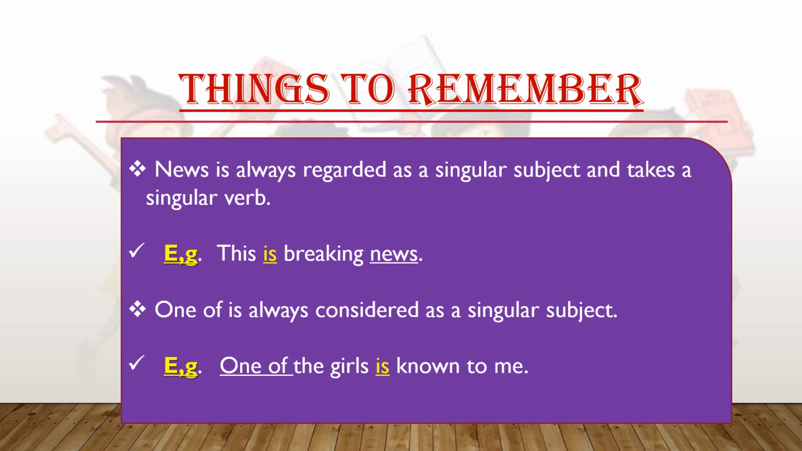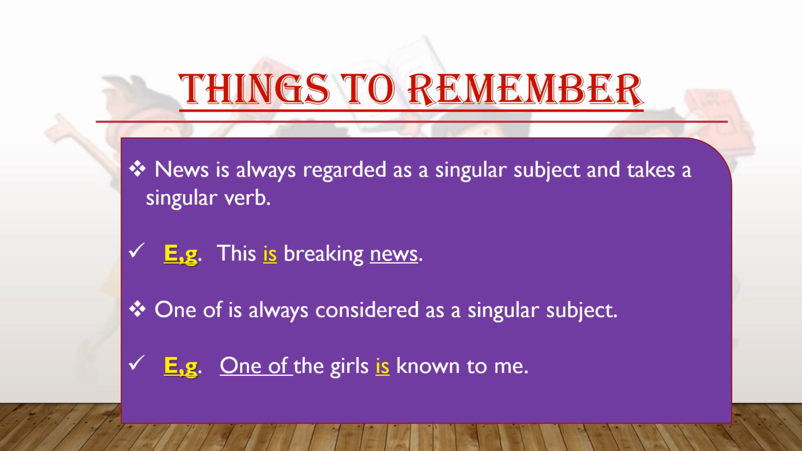Moving on to the next one, always remember news is always regarded as a singular subject and takes a singular verb. Now you must be wondering, the word over here is news, S is there in the end and S means plural. No, news is always considered to be singular, and since it is singular, the verb will also be a singular verb. Let us take an example for the same. This is breaking news. News is the subject and that's singular. That is why the singular verb is has been used over here.